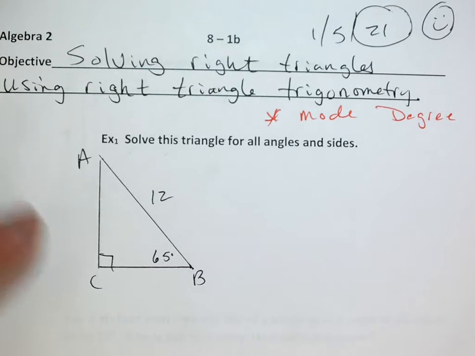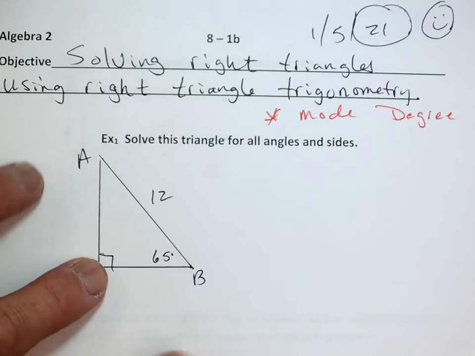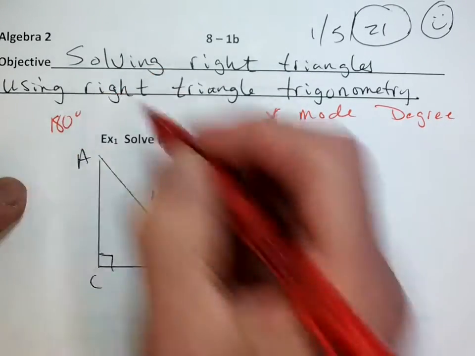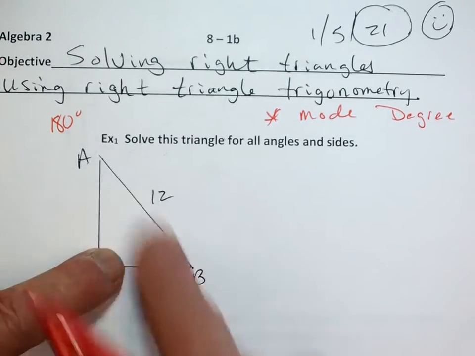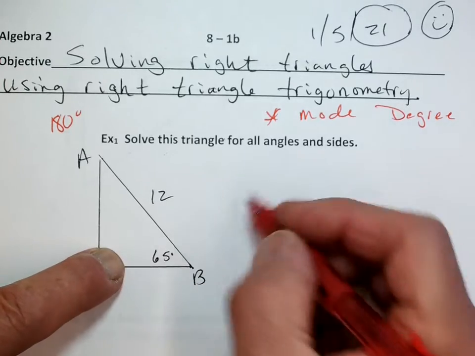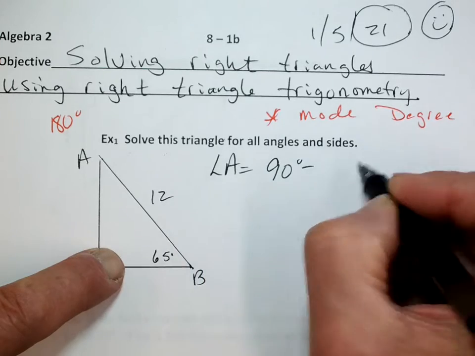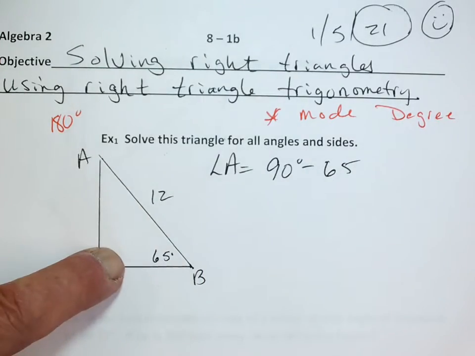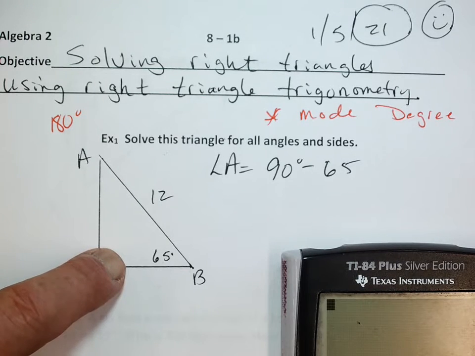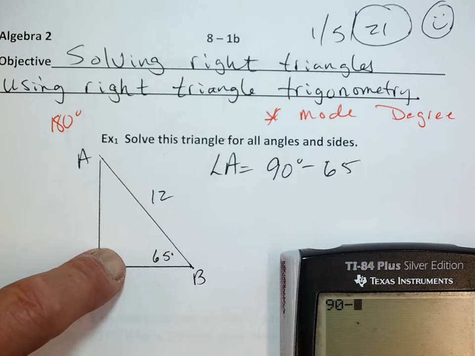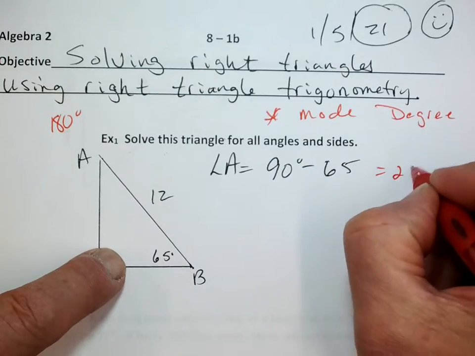Solve this triangle for all angles and sides. Probably the first thing that's easiest is angle A. We know there are 180 degrees in a triangle, and if 90 is used up, then these two angles are complementary, a fancy word for saying they add up to 90. So angle A is equal to 90 degrees minus 65. Easy peasy. I get 25 degrees.